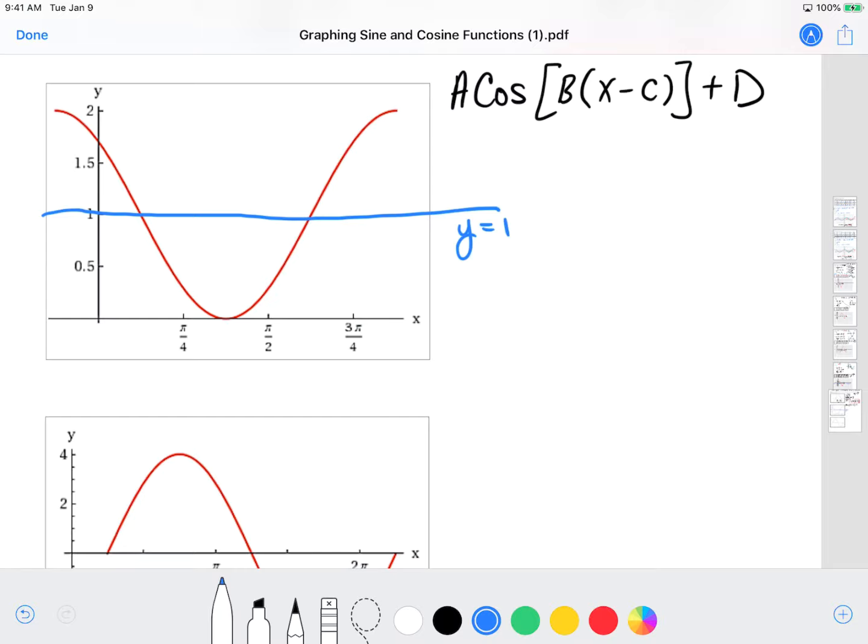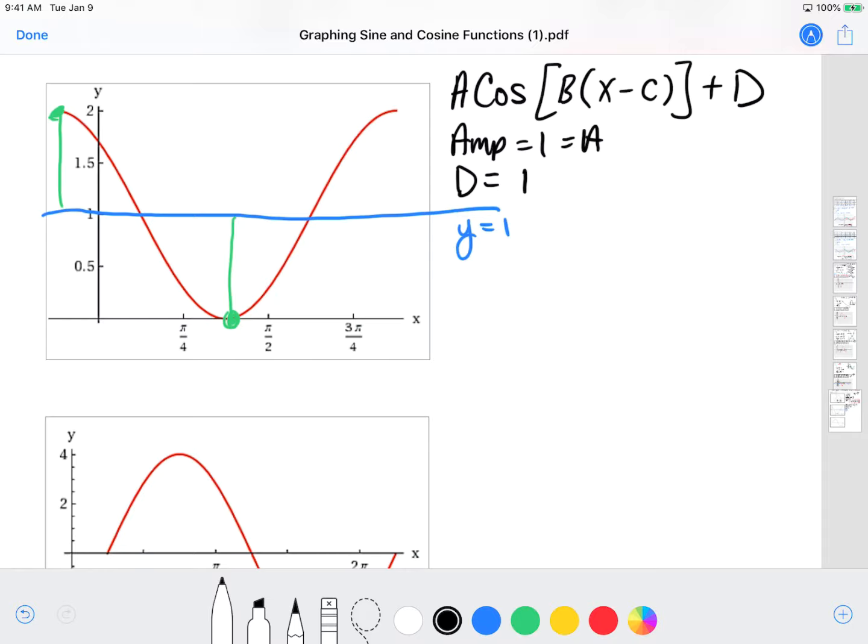Our amplitude is the distance from the midline out to the max and out to the min. So if I look at my midline and I go up to the max, that's a distance of 1. And if I look at my midline and I go down to the min, that's a distance of 1. So my amplitude is 1. That's my value of a. I know that D in my equation is going to be 1 because everything's been shifted up 1.